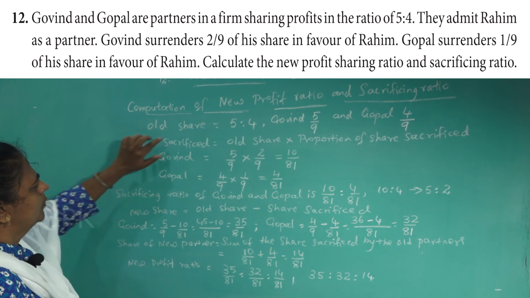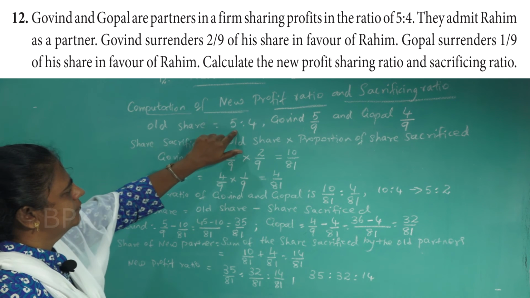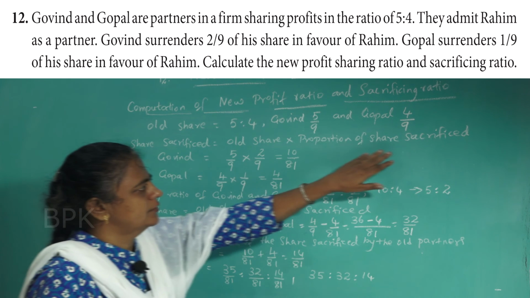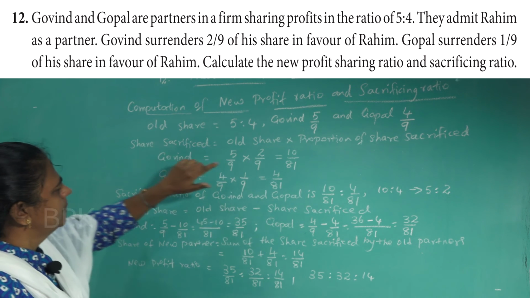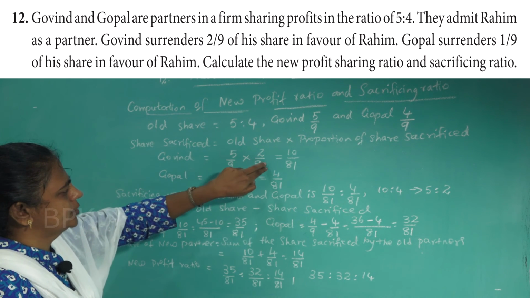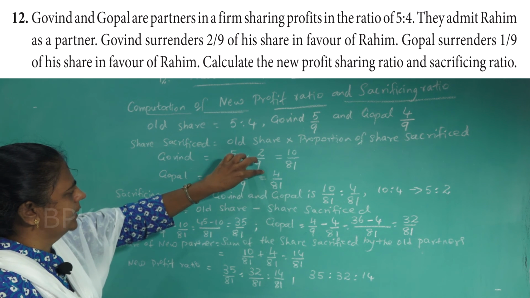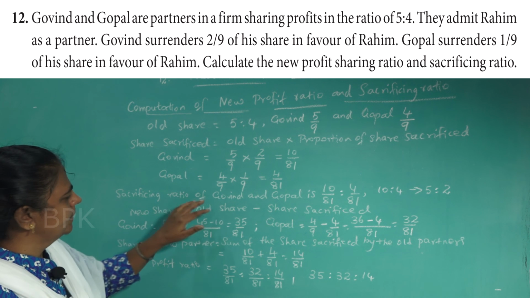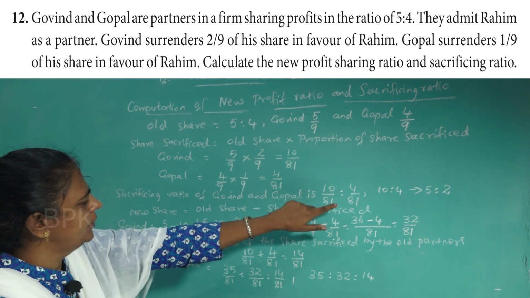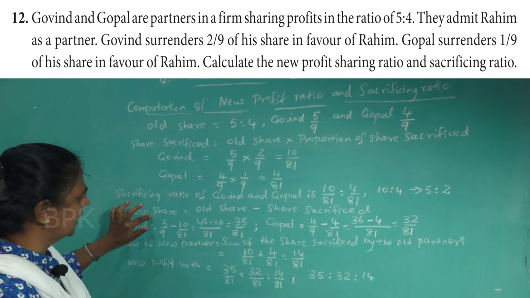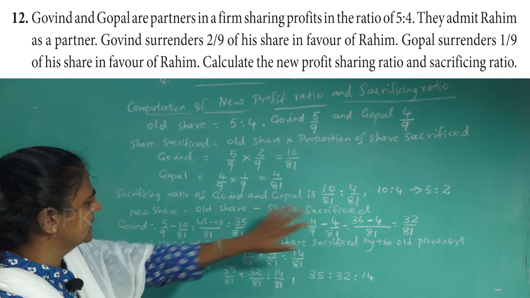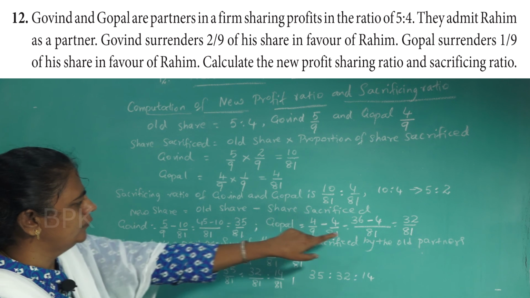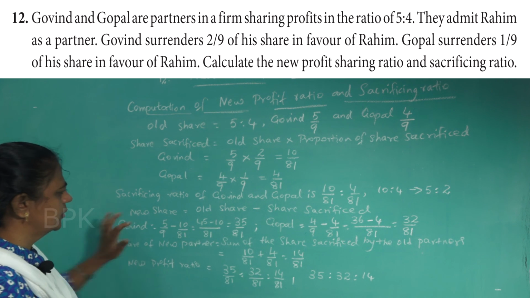So now in this sum, what is given? Old share is given 5:4. Share sacrificed is old share into proportion of share sacrificed. Whatever proportion they are sacrificing, that you have to multiply. Both for Govind and Gopal, you do that and you will get the sacrificing ratio. After you get the sacrificing ratio, then you calculate the new share. New share is equal to old share minus share sacrificed. So subtract the sacrificed share from the old share, you will get the new share for the two old partners, Govind and Gopal.